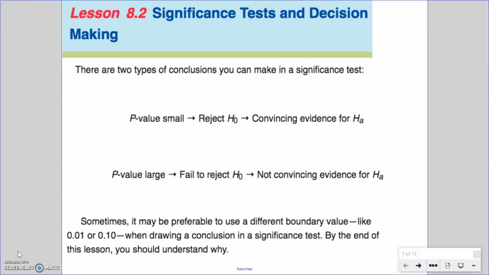Good morning, everybody. So basically, I want to start today's lesson recapping what we talked about yesterday.